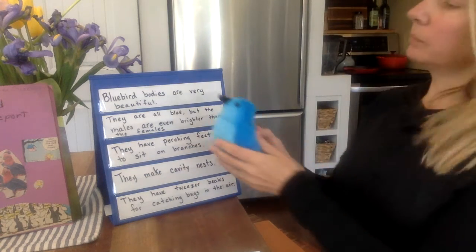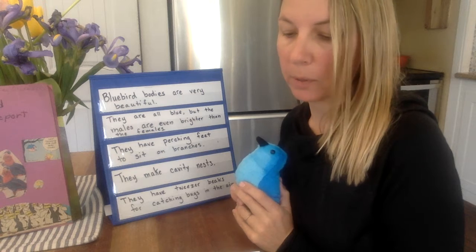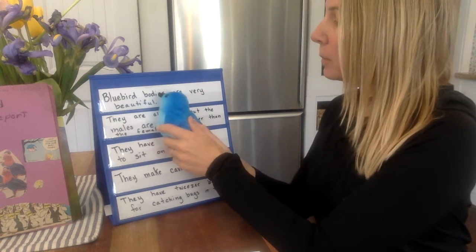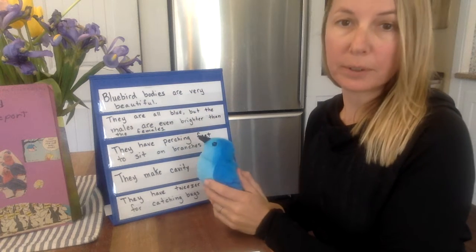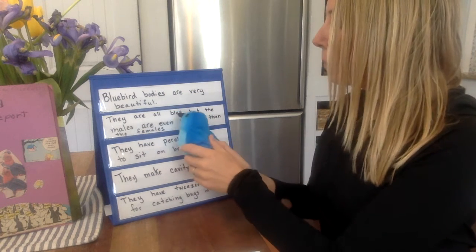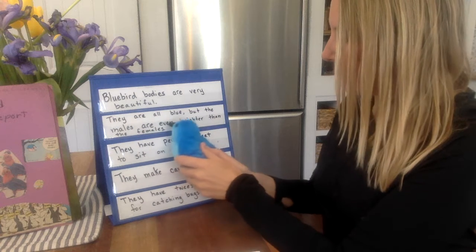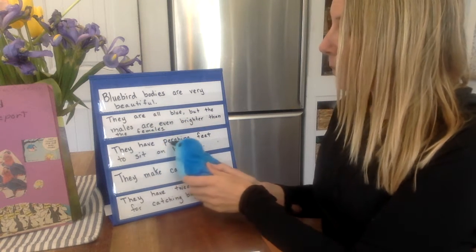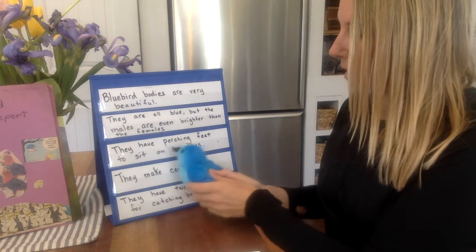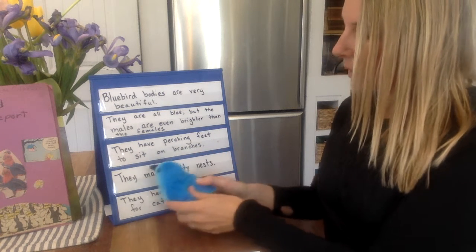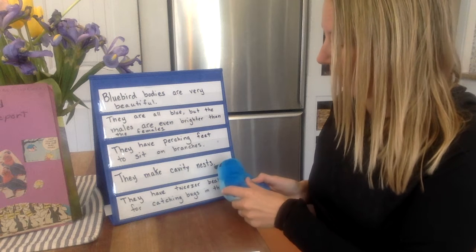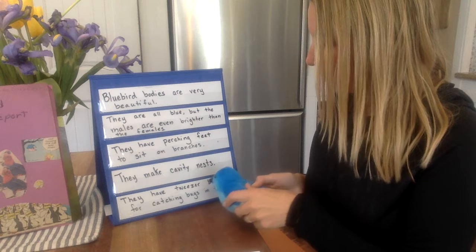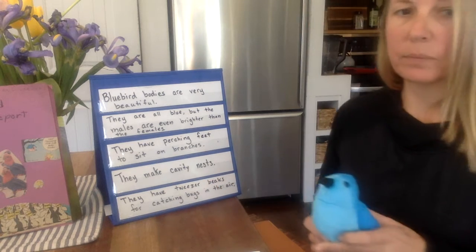This is what I wrote. Chapter 2, Bluebird Bodies. Here's my first sentence. Bluebird bodies are very beautiful. They are all blue, but the males are even brighter than the females. They have perching feet to sit on branches. They make cavity nests. They have tweezer beaks for catching bugs in the air.